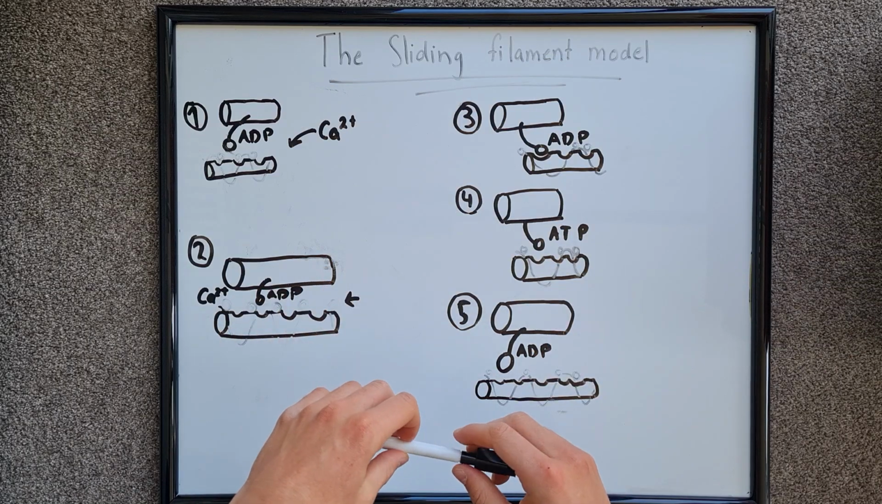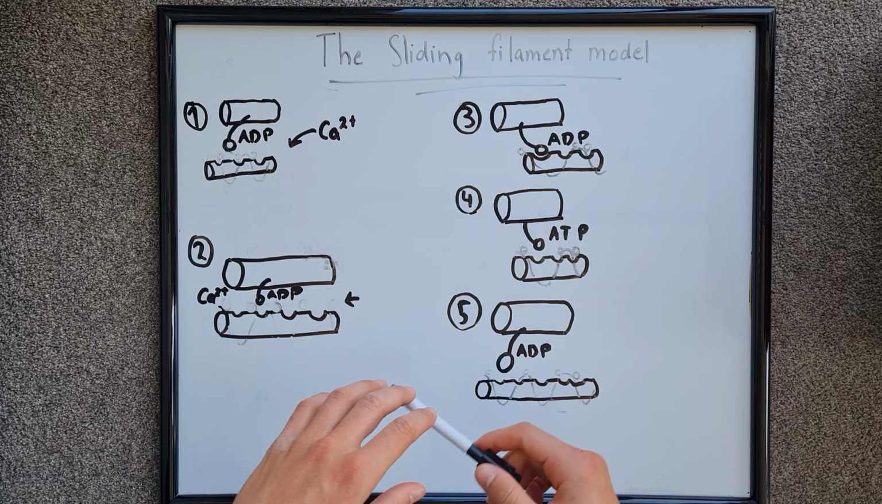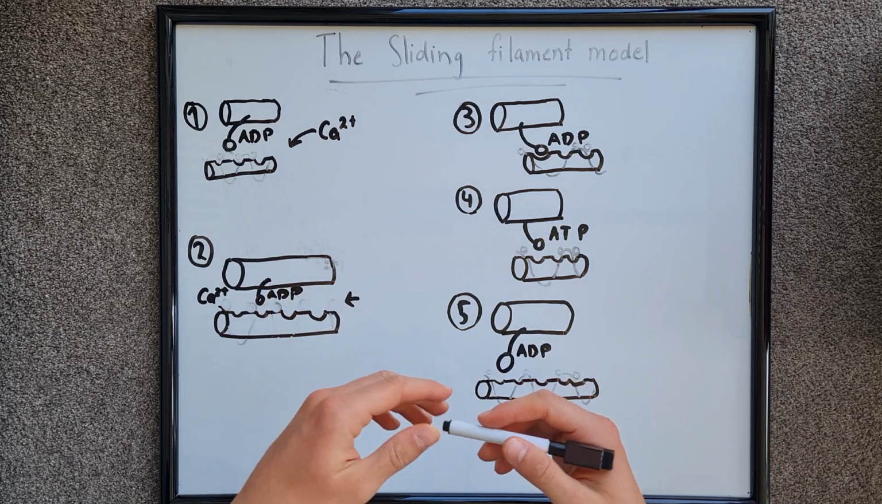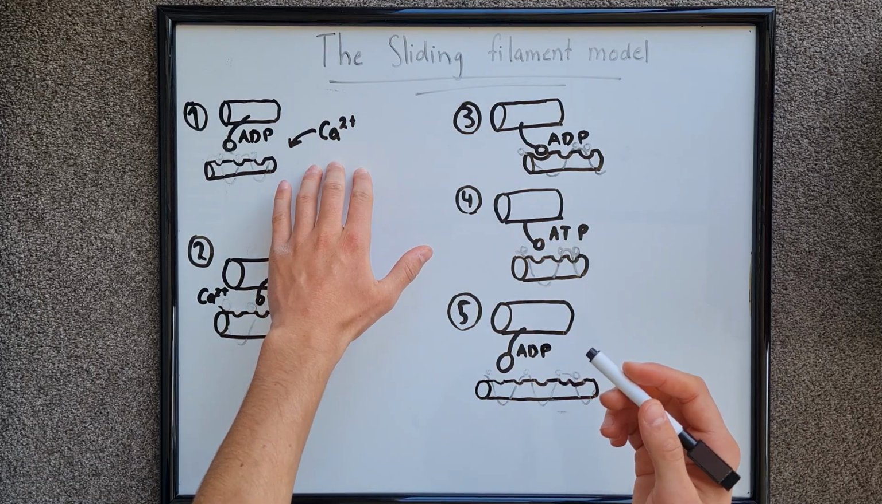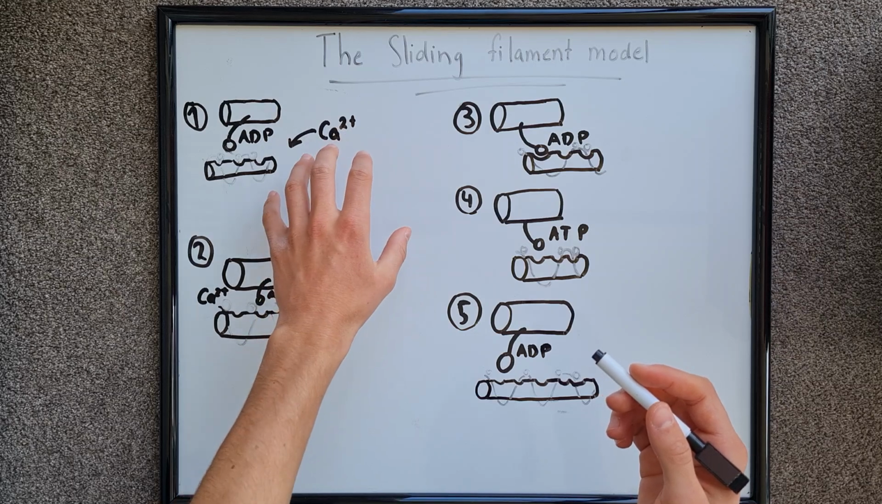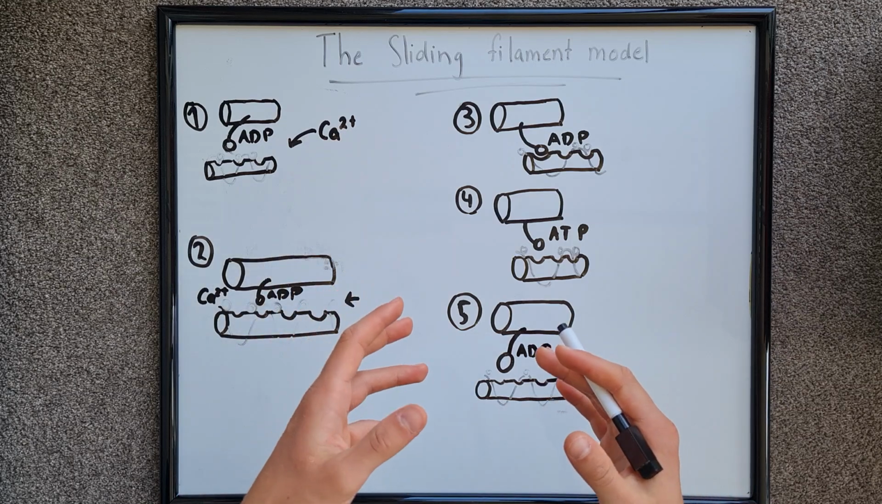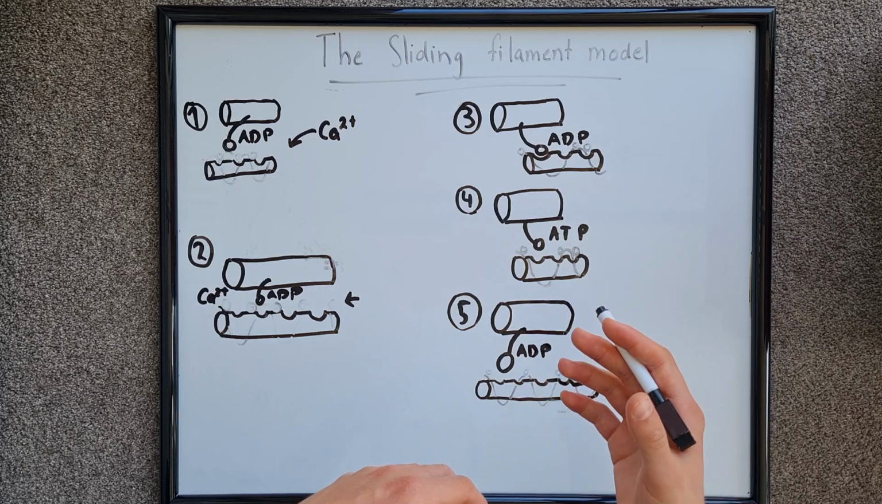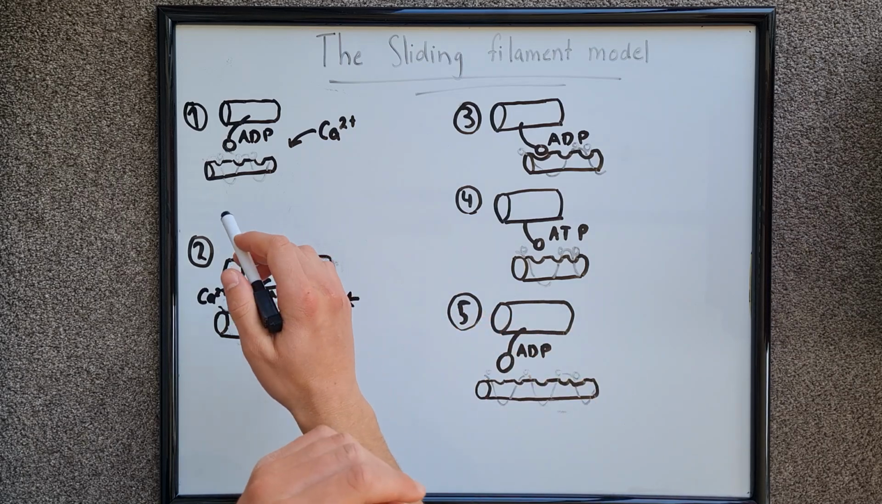In today's video, we're going to be taking a look at the sliding filament model for A-level biology. Now, in order to understand how we get calcium ions present in the sarcoplasm, I'd recommend taking a look at my video on the neuromuscular junction. Otherwise, let's go ahead and get started.